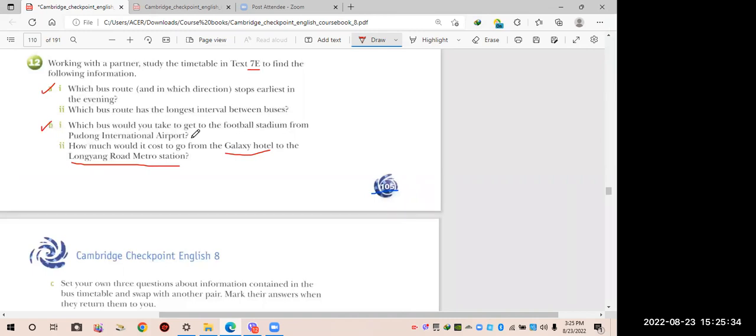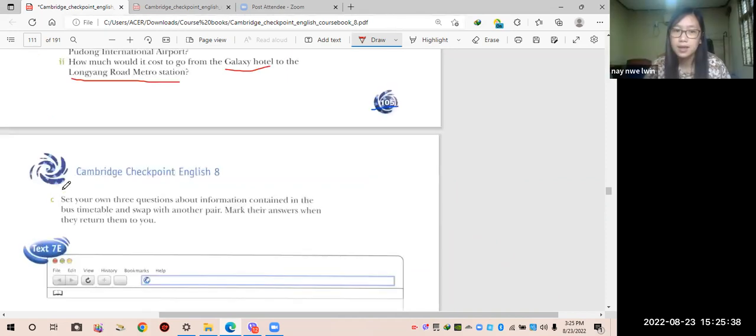Okay. Yes. So we'll move to the next task. There are three questions about information obtained in the timetable, to be swapped with another student. So we have to construct our own questions based on the information from the timetable. So you can type your questions in the chat now. You have to make three questions based on this information.